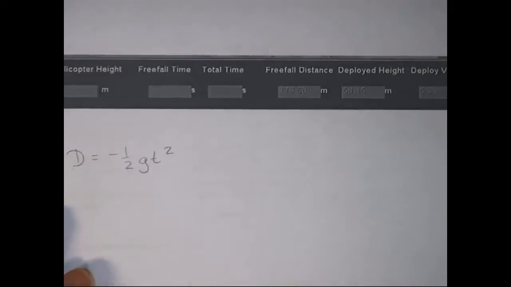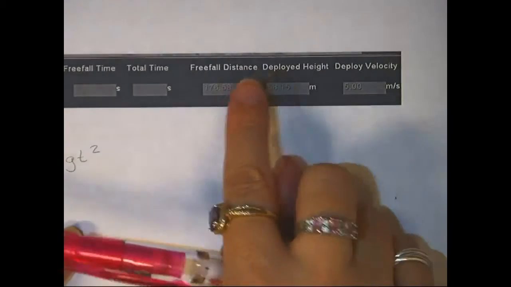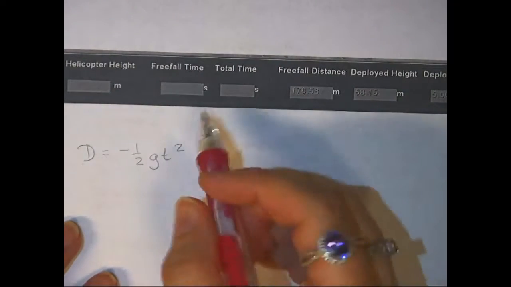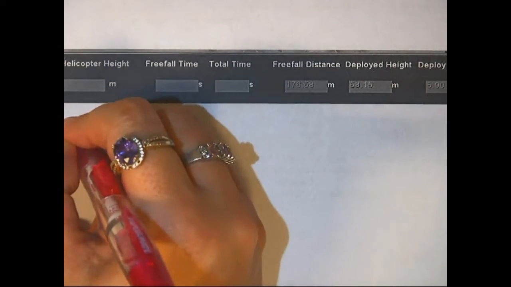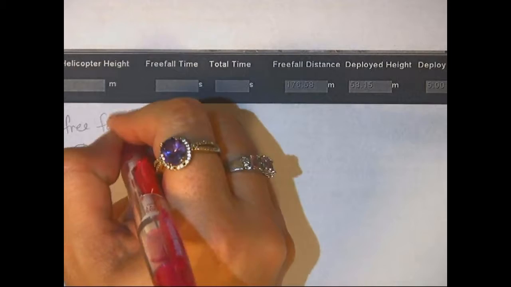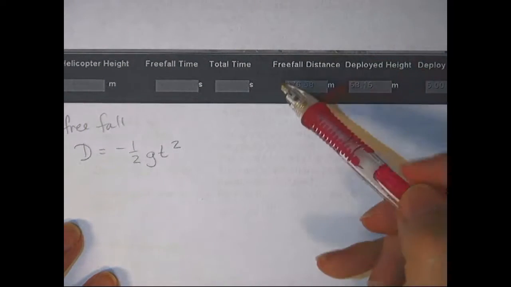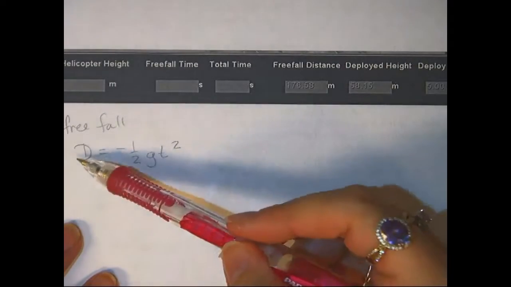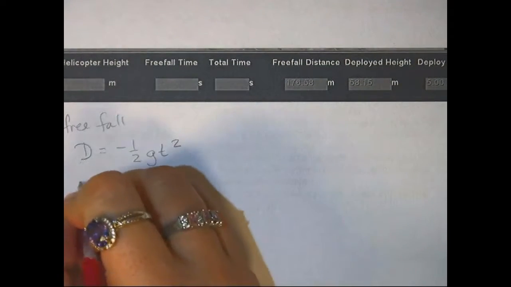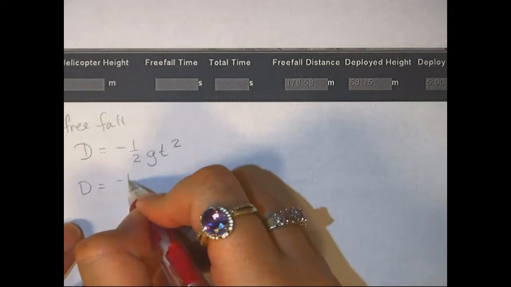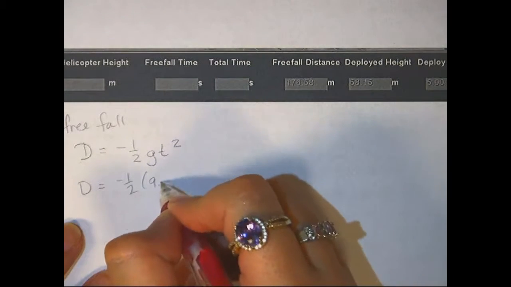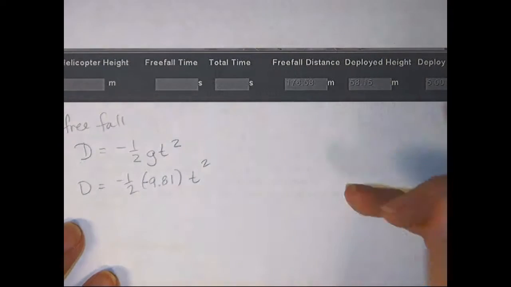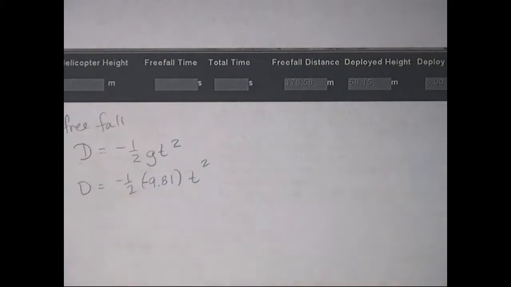What if we have this problem right here? Here, they gave me these three, and I'm missing these over here. Well, this is the free fall formula we just looked at. But this time, I don't know the time, but I do know the distance. I know gravity is 9.81, and I don't know the time. So how do we solve this kind of problem?